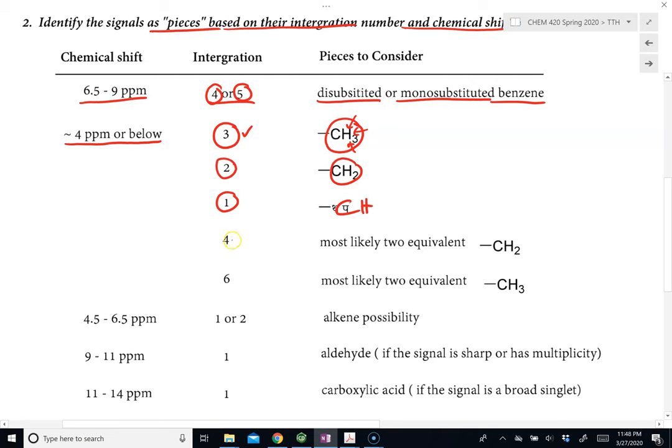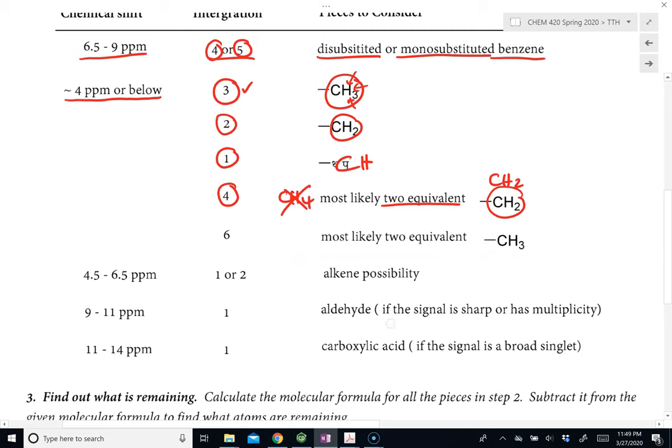And if we have an integration equal to 4, that does not mean that we have a CH4, because CH4 would be a molecule by itself already. So that would not be correct. But very likely, it would mean that we have 2 equivalent CH2 groups, because they connect to the same other piece. Similarly, if we have an integration equal to 6, then very likely it means we have 2 equivalent CH3 groups. The 2 CH3 groups are connecting to the same thing, therefore they are equivalent.